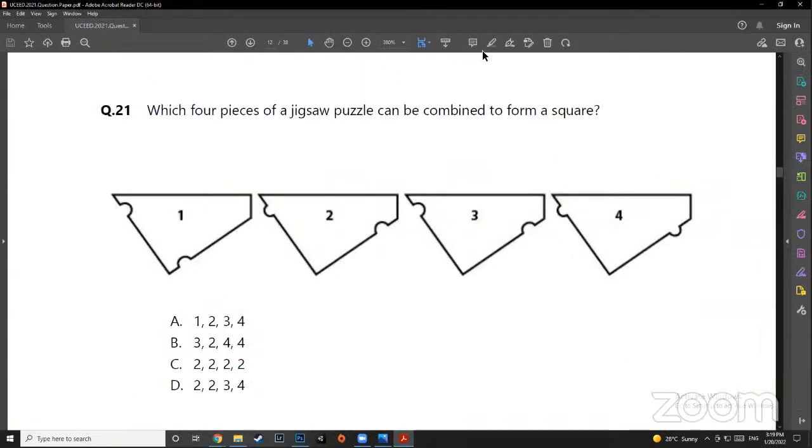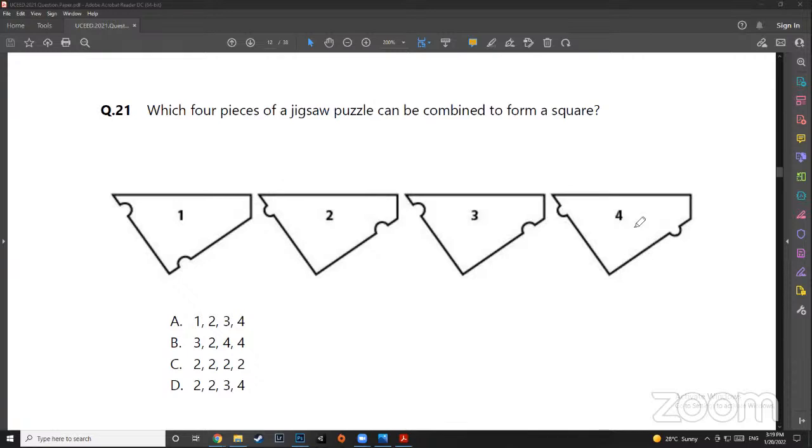Basically, they're saying these are four pieces of a puzzle. So see, this is figure transformation. Four pieces of the same puzzle. If we connect 1, 2, 3, 4, will it make a square? If we connect 3, 2, 4, 4, will it make a square? If we connect 2, 2, 2, 2, will it make a square? And if we connect 2, 2, 3, 4, will it make a square?